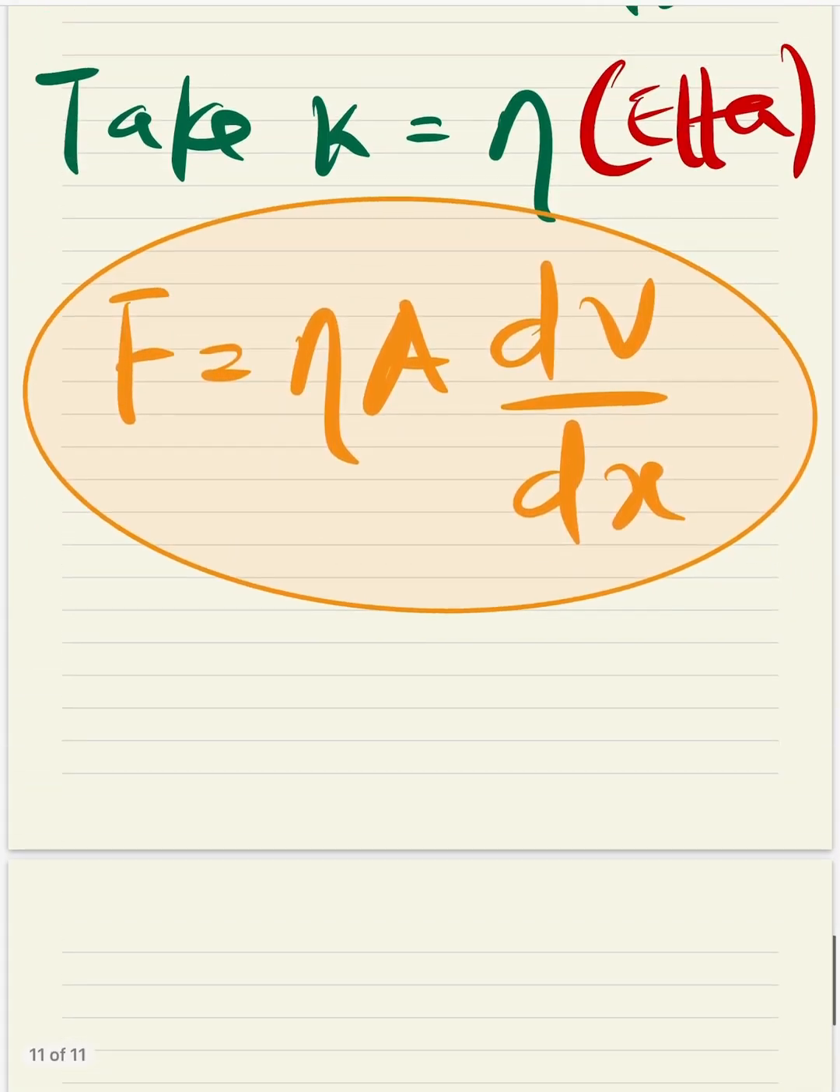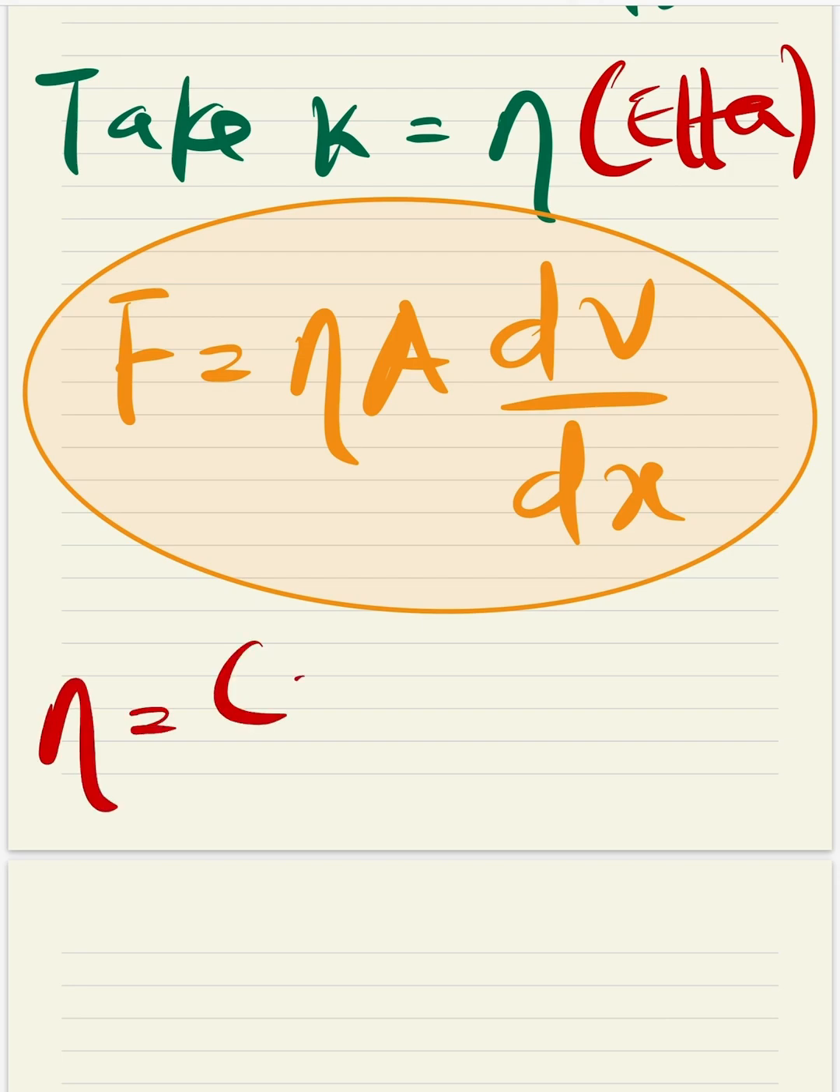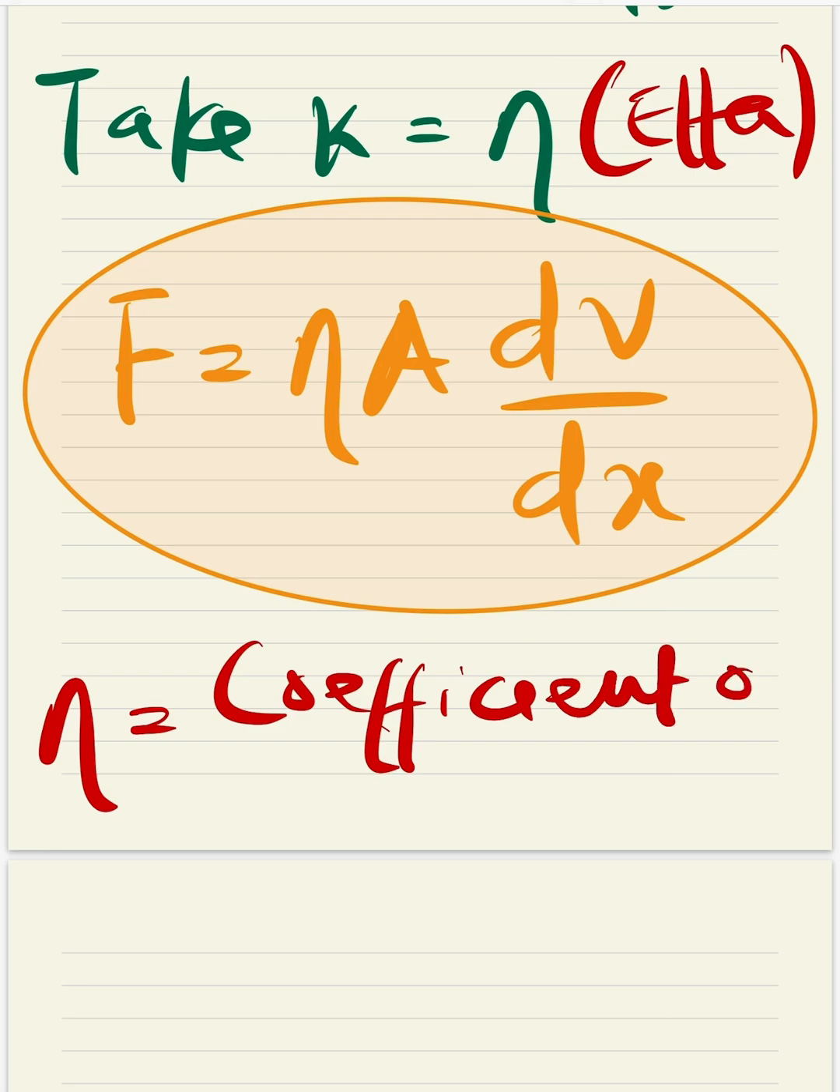So from here, this is what I'm working with. You can see the formula now is set. Don't forget what that eta means. That eta is the coefficient of viscosity that you are looking for. Let me put it here. The eta is the coefficient of viscosity.